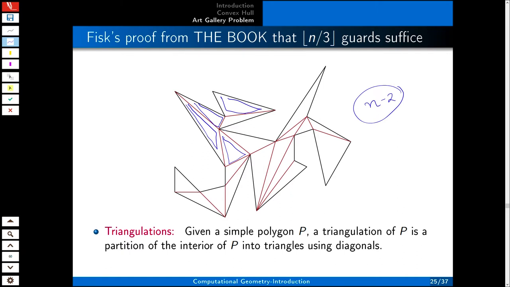Is the definition of a triangulation clear? Okay, let's have this as homework as well. I'll check this during the tutorial session. But can you prove this? It will be very similar to what we are going to do next. We have to prove that any polygon can be triangulated using diagonals, and that the number of triangles will be n minus 2.